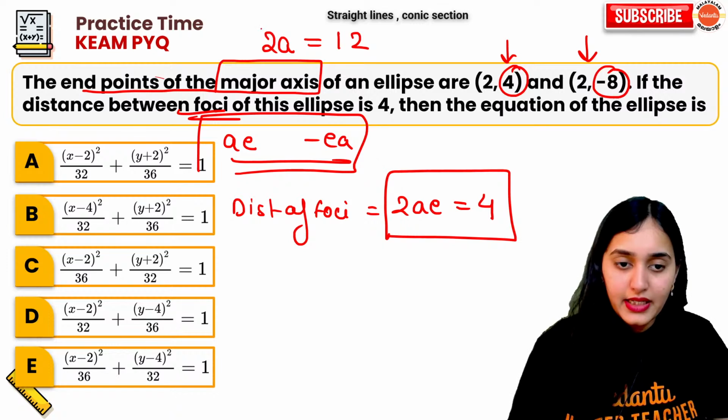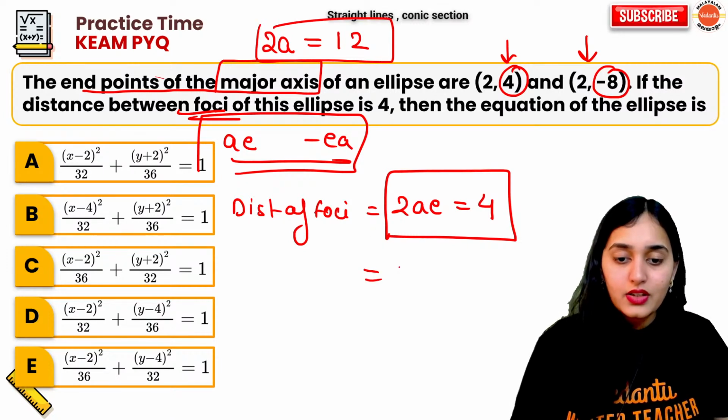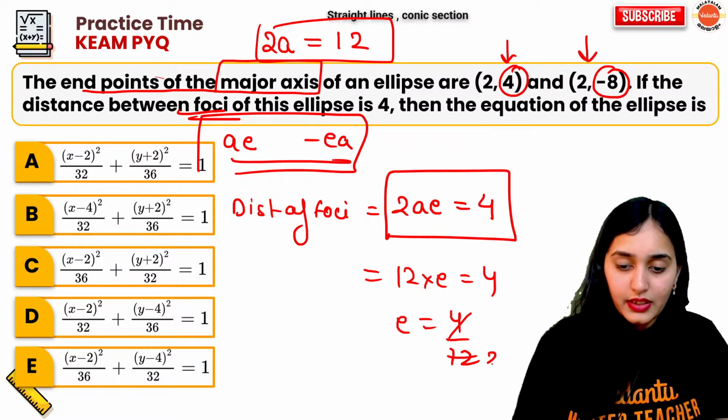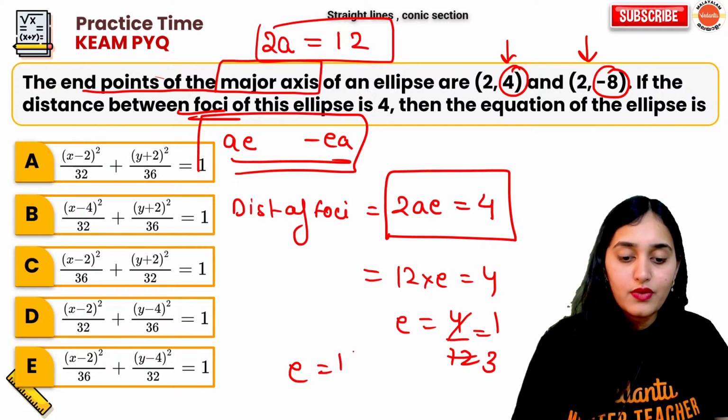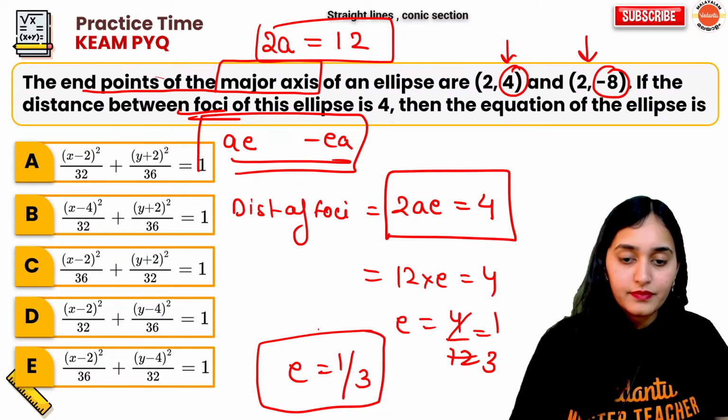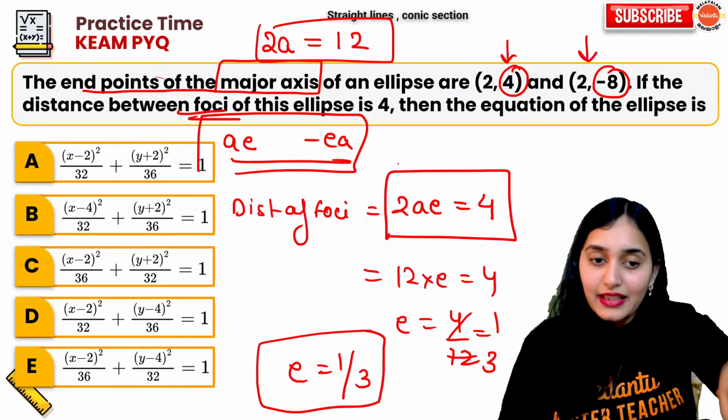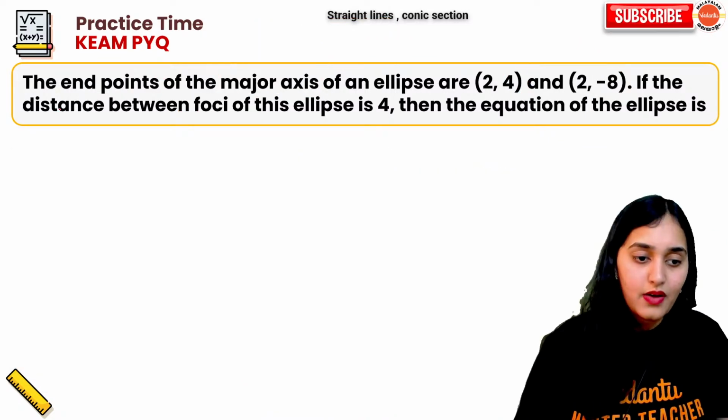So, just put it here. 2A is 12. So, this will be 12 into E is equal to 4. So, E is 4 by 12. So, 4 3s are 12. So, it is 1 by 3. So, we get E is equal to 1 by 3. Now, E is 1 by 3. So, what is A? Now, let's see.